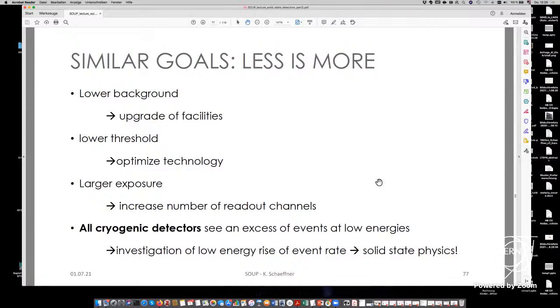Walter, is it possible that these low energy excesses, at least some of them, could be interpreted as new physics?